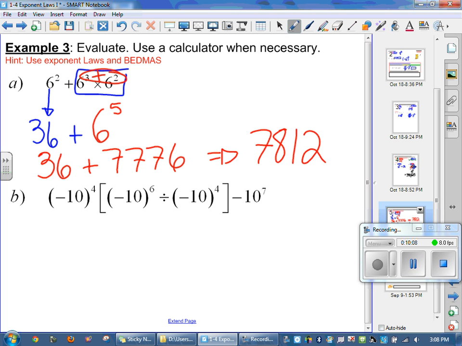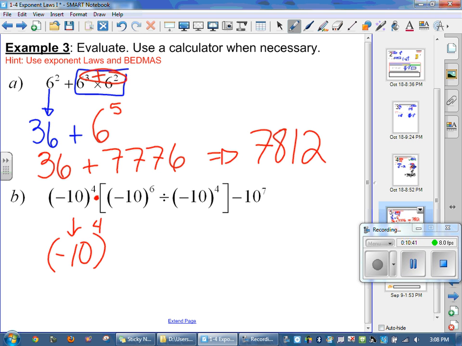Okay, let's take a look at letter B. Letter B has quite a few things going on. So I've got brackets for BEDMAS. Inside my brackets I must do first. But then I've got something attached to the bracket. If it's attached, it means multiply. So now I've got to solve inside my bracket, and my negative 10 exponent 4 is still out front attached to it. So I'm going to solve inside my bracket.